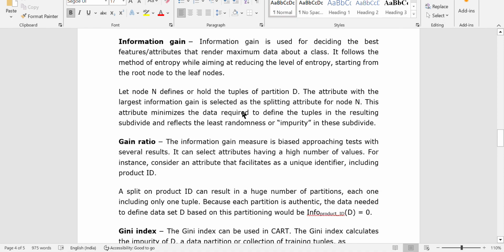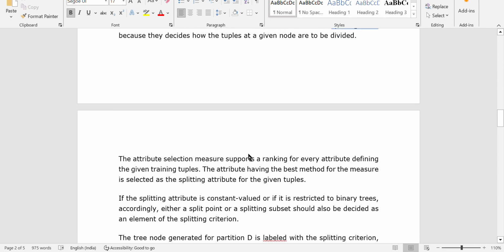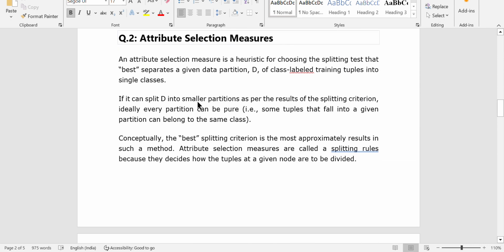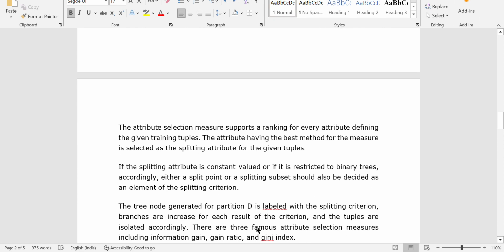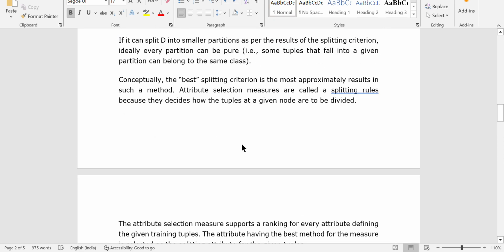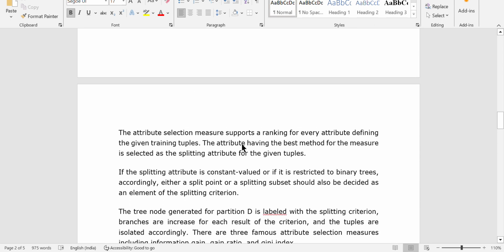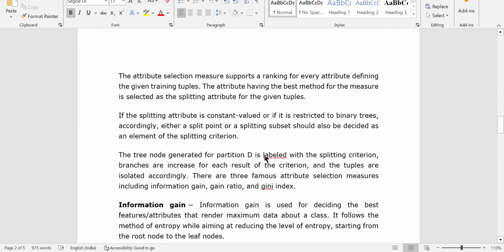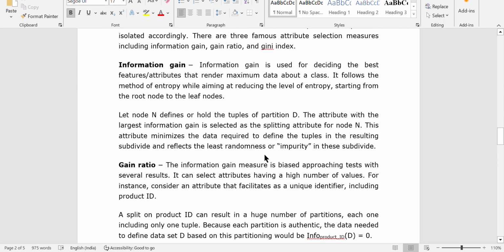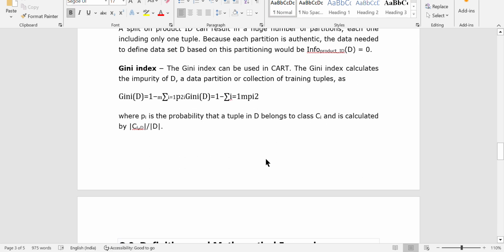Okay, so this is all about the question, which is attribute selection measure. This is how in 3 ways we can select the attributes. So the summary of this question will be, in these 3 ways we are going to solve this selection measure, that is, information gain, gain ratio and Gini index.